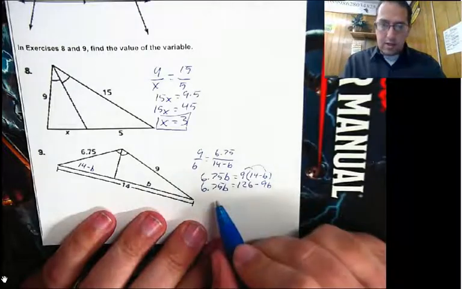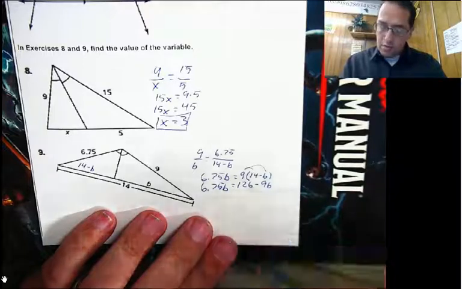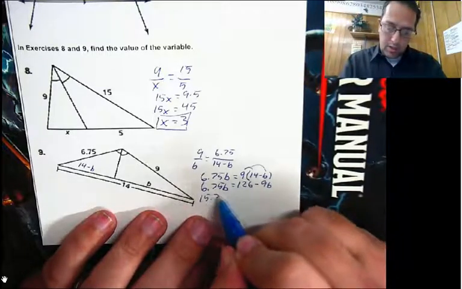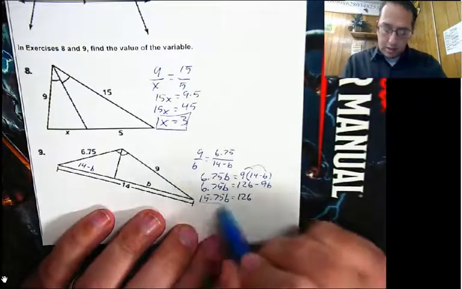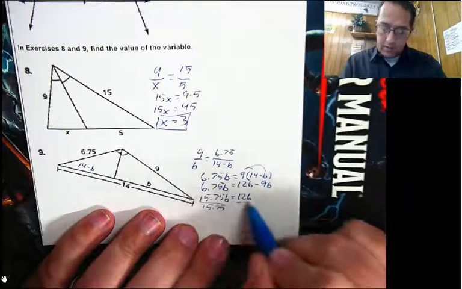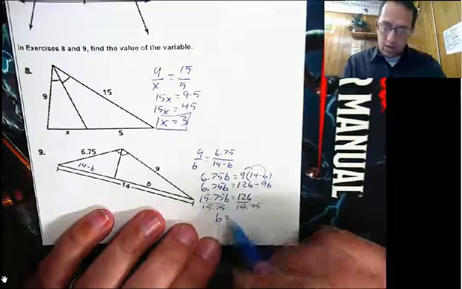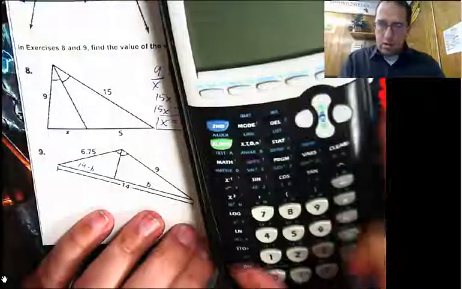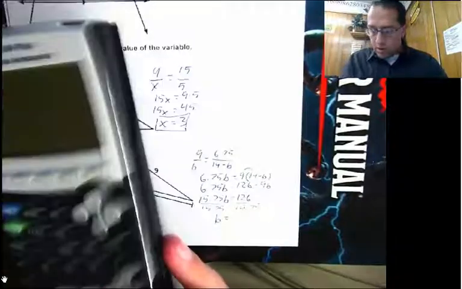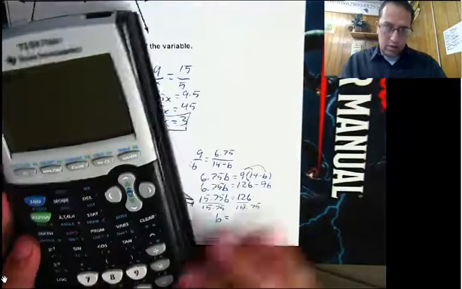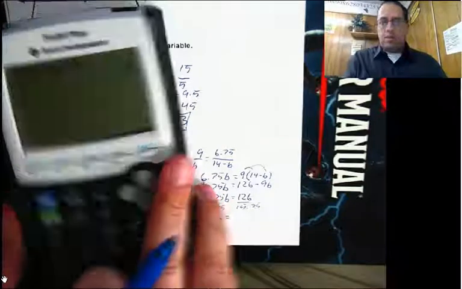Get the b's together, so add 9b to both sides, and 6 3/4 plus 9 will be 15.75b, which equals 126. Divide by 15.75, divide by 15.75, and that is one I cannot do in my head. So I am going to pull out my calculator here. What was it? 126 divided by 15.75, which is 8.